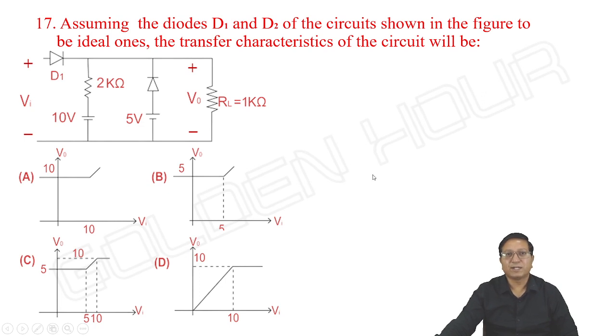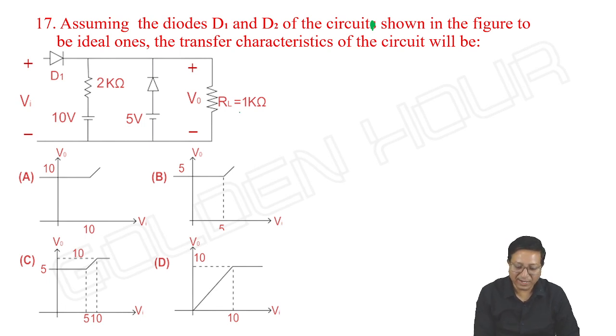Assuming the diodes D1 and D2 of the circuit shown in the figure are ideal ones, the transfer characteristics of the circuit will be. Okay, now RL is given. Simple. It is the previous problem, only with RL given. How do we do this?